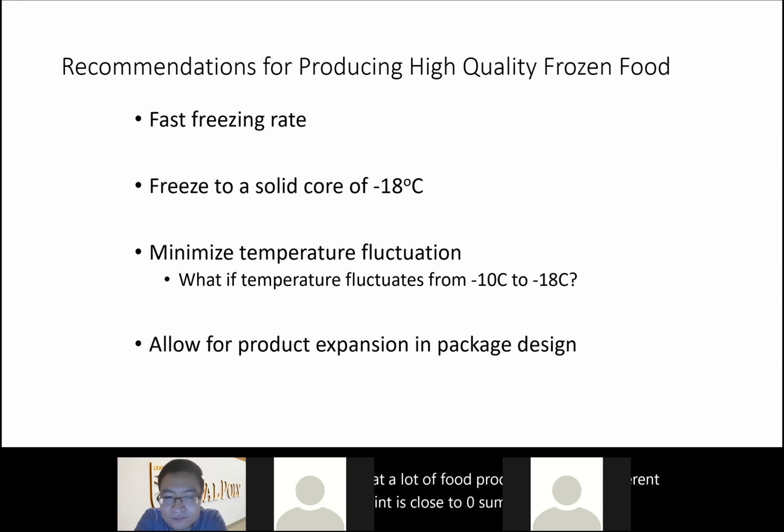So if the temperature fluctuates, although it looks like it's below the freezing point, for some food products or at certain regions of the food product, because food is not a homogeneous product, this temperature difference might already trigger a thaw and freezing cycle. So in that case, we're going through the cycle and continuously causing textural damage to the food. And also the ice crystals tend to grow to larger sizes in this case. So that's the reason we always want to minimize the temperature fluctuation in a frozen food.